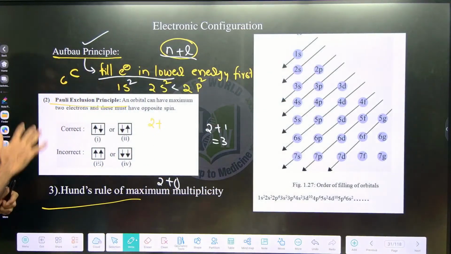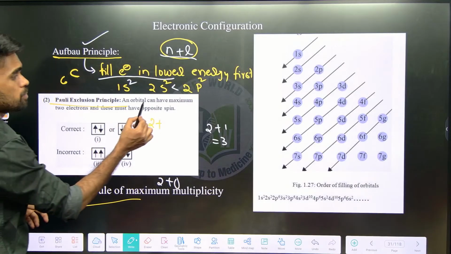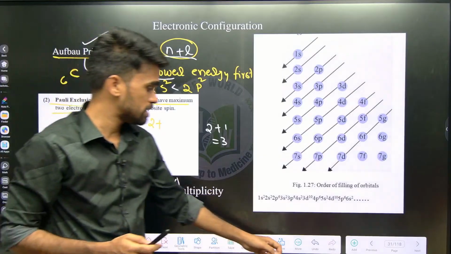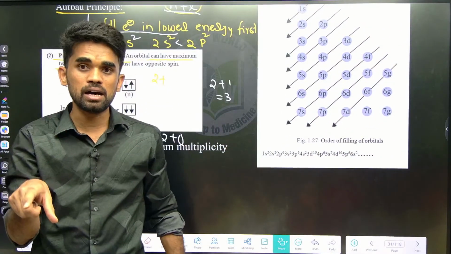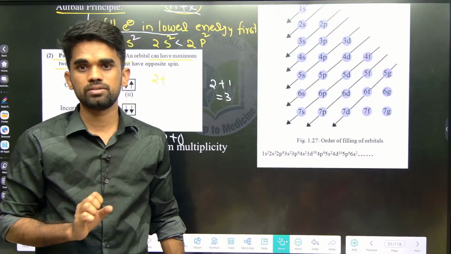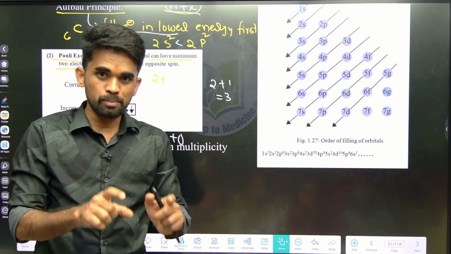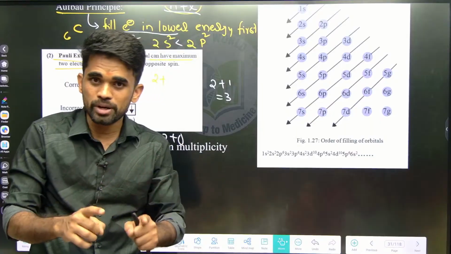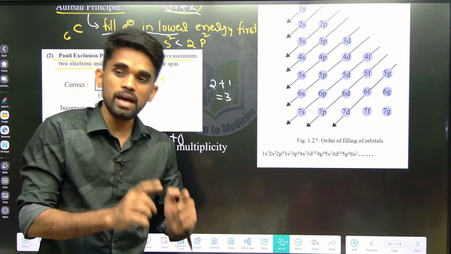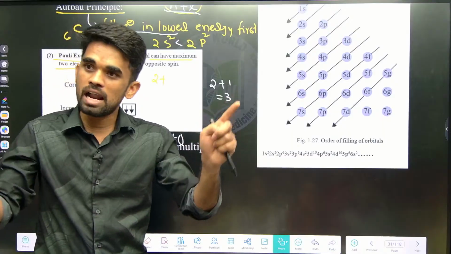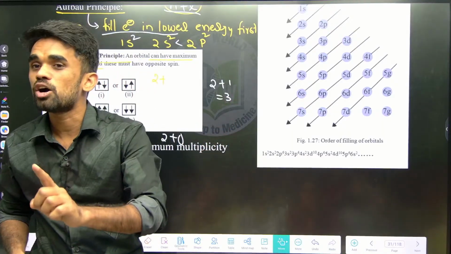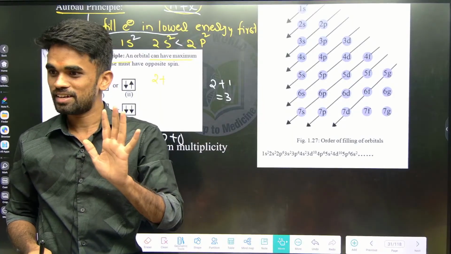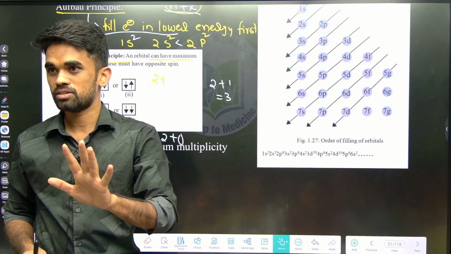That's it. Next, Pauli's exclusion principle. What does it say? An orbital can accommodate a maximum of 2 electrons. Now my question, a previous year question: how many electrons can a d orbital accommodate? An f orbital? A p orbital? All those answers are wrong. An orbital accommodates 2 electrons. This is your answer, just common sense.